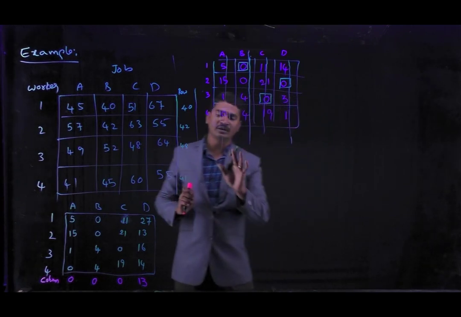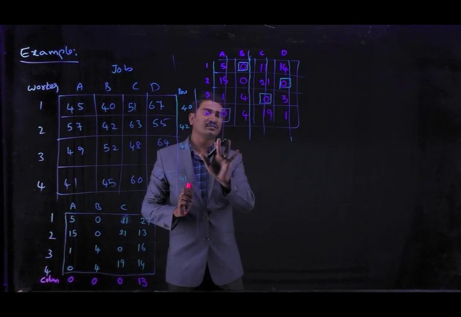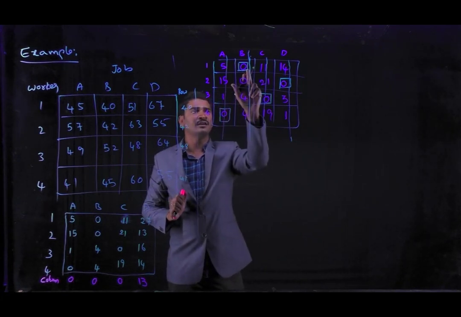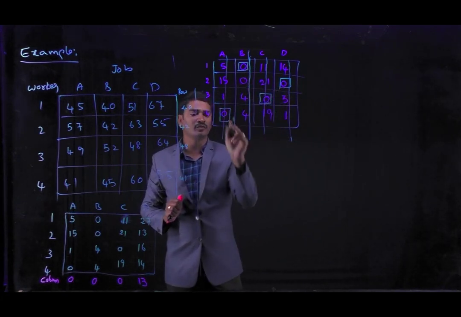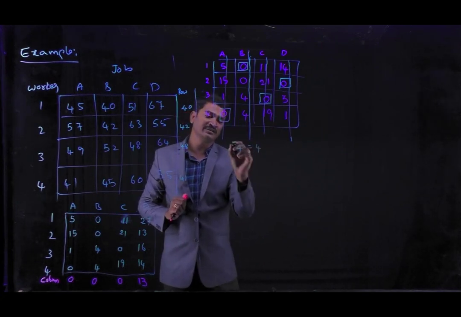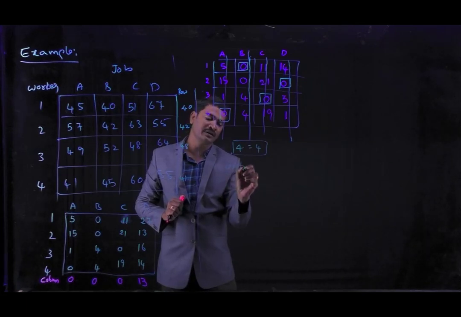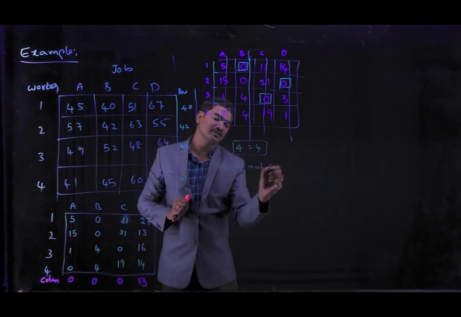Now we are going to take the count of the allocations. Here how many zeros are assigned? 1, 2, 3, 4. 4. Here how many number of rows are there? 4. It reaches the optimality. So we are going to find the optimal solution.